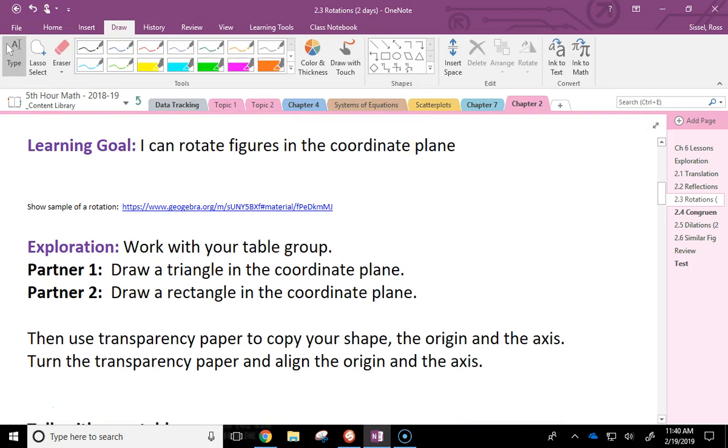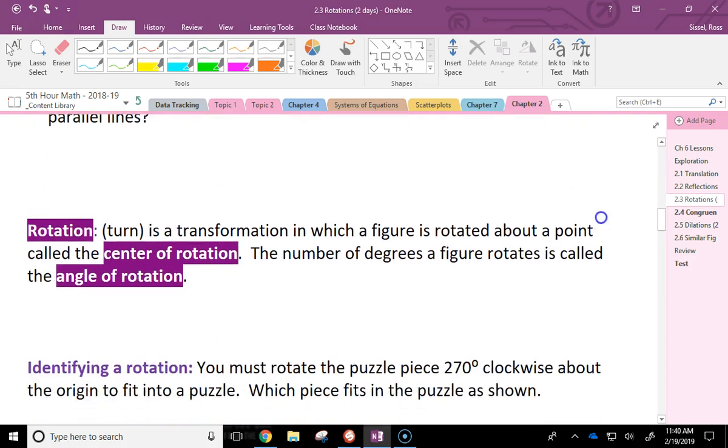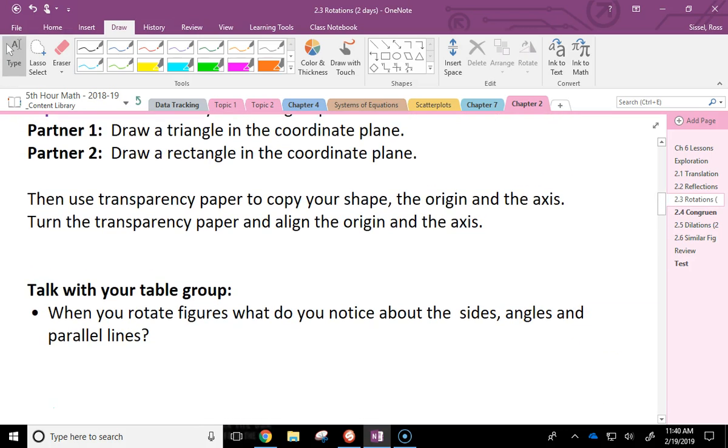So, let's get started with more today. Now that we're thinking about things that are rotating, we're going to work on rotating figures in a coordinate plane. Once again, what you're going to do is this example that we did kind of before. And I should have, let me get another example of this. 2.3 exploration.